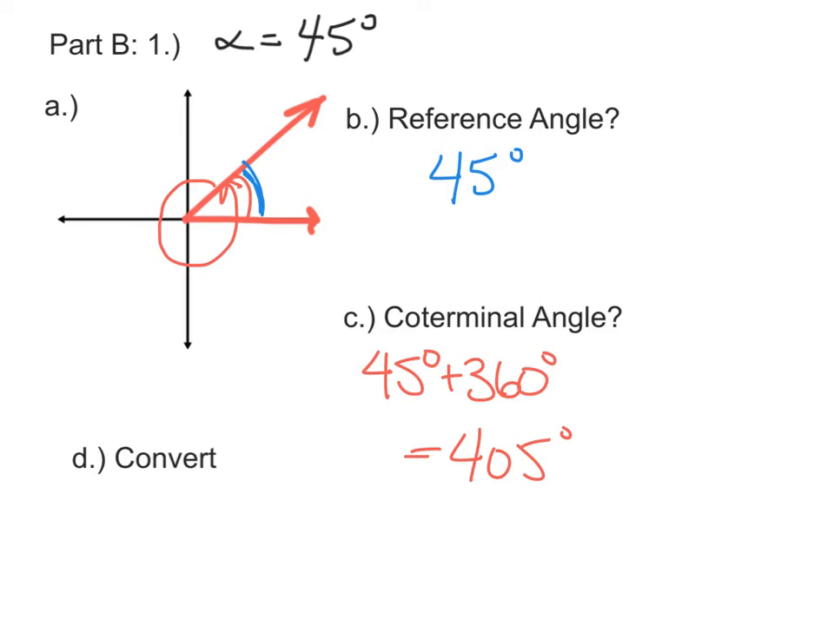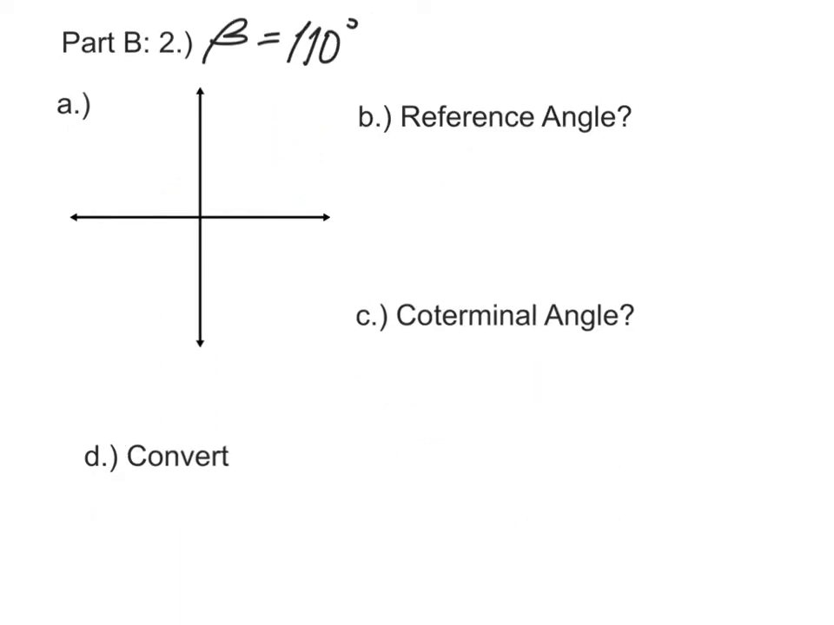The last step is to convert this from degrees into radians. And this is one that's on our radian snowman, one that we should be very familiar with, and we should just know that it's going to be pi over 4 radians. Next, we're going to let beta equal 110 degrees. So to graph it in standard position, the initial side is always on the positive x-axis.